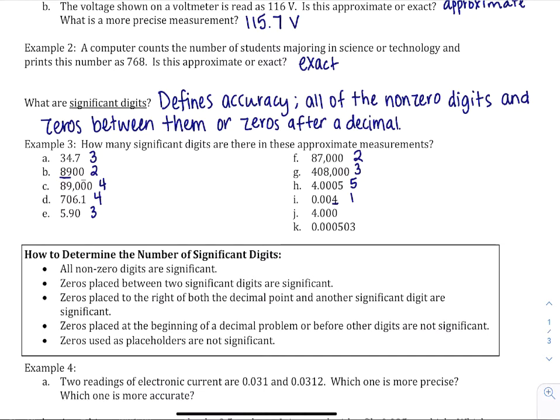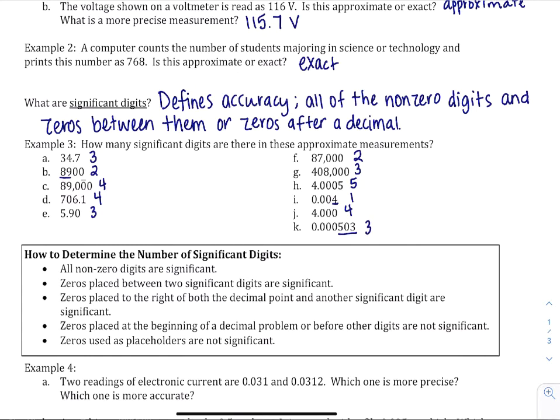Now looking at J, this one's a similar problem, but here it starts with a 4 and then it has 3 zeros after the decimal place. Since all of those zeros occur after a significant digit and after a decimal, they will all count. And this one will be 4. And then finally for K, the 5, the 0, and the 3, those will all be significant. Any 0 before then does not count as a significant digit. And so here we have 3.